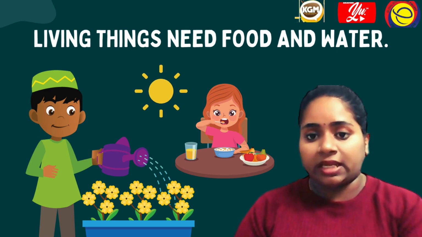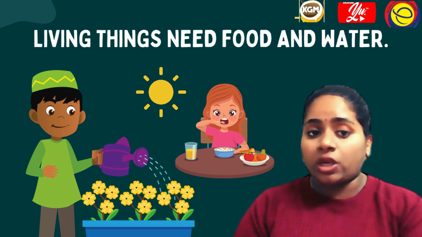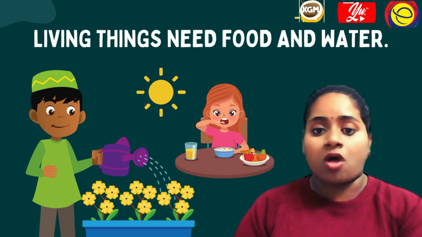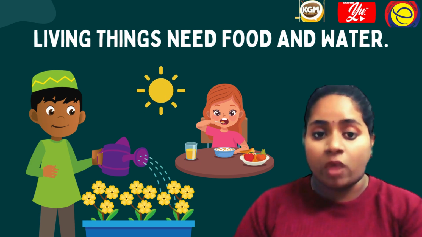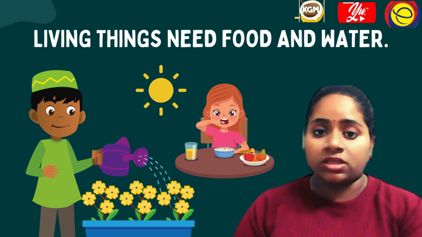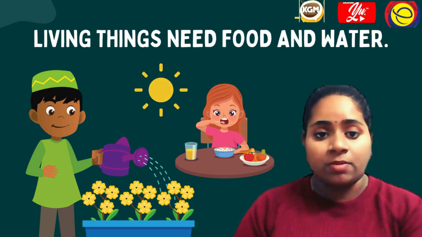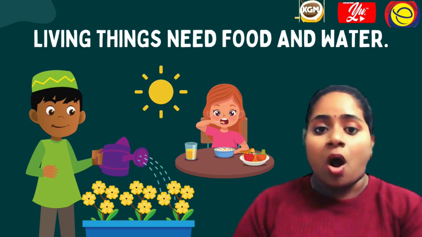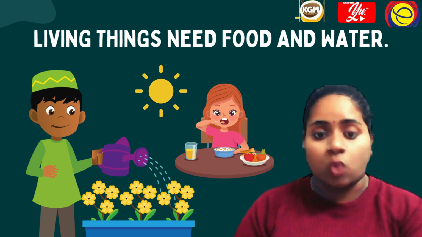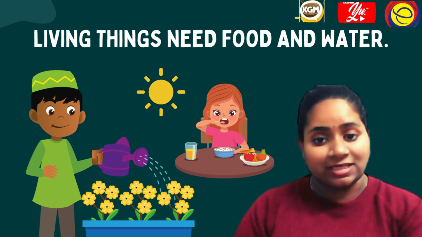Another important thing is that living things need food and water to stay alive. Can you think of some animals that live in water? Fish, frogs, and ducks all love water just like we do. All living things get their energy from food and water. Humans and animals feed on plants or other animals. Plants make their own food using sunlight, water, and carbon dioxide, which we call photosynthesis.